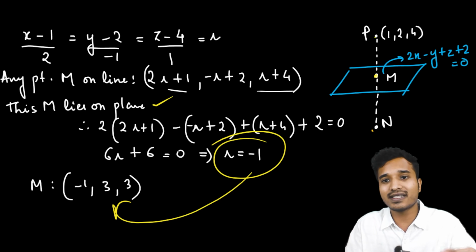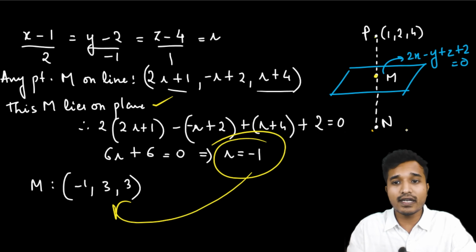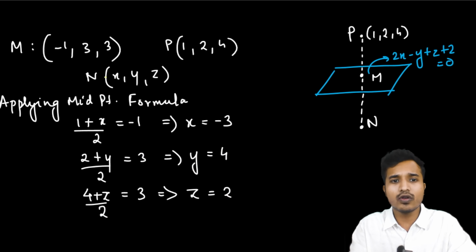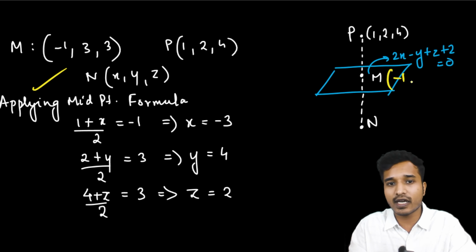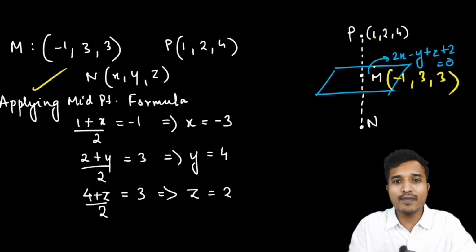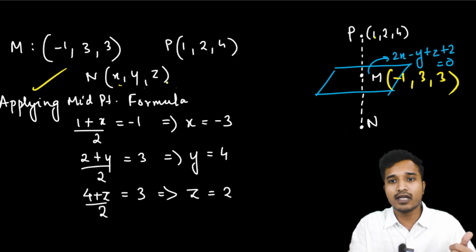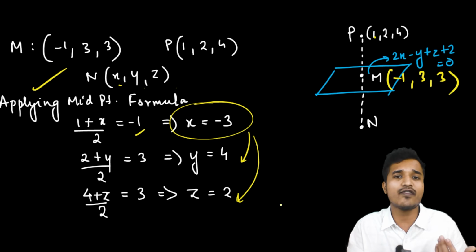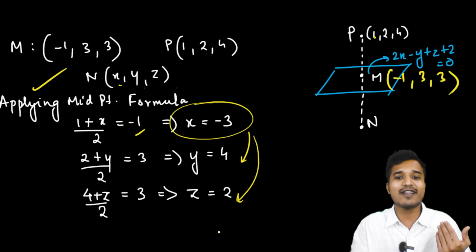3, 3. Acha, so this is our point M, but we need to find the point N, which is basically the image of your point P. So for that, we can simply apply the midpoint formula. That means minus 1, which is the x coordinate of our point M. So here we can write minus 1, 3, 3. Let's say we assume the coordinates of N as x, y, z. So simply 1 plus x divided by 2 will be equal to minus 1. So in this way we will get the x coordinate, and similarly for y, similarly for z. So the final answer will be minus 3, 4, 2.